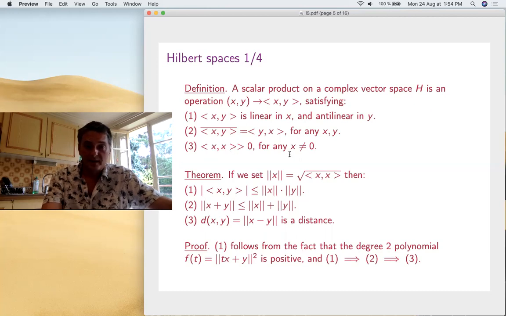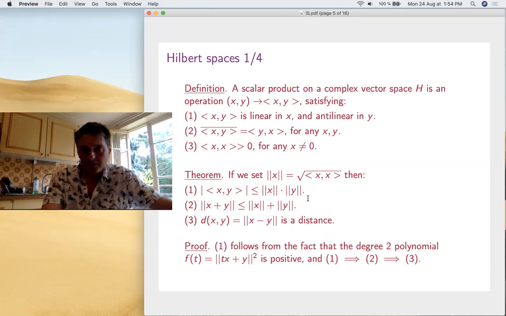Now you have such a beast. If you set this, the square root of this positive quantity, it is called the norm of x. Then first you have the Cauchy-Schwarz inequality, which can be proved by just looking at the norm of tx plus y squared. If you expand, that's a degree 2 polynomial in t. As this is positive, the discriminant must be negative. The discriminant is, I think, 4 times this minus this. So it must be an inequality.